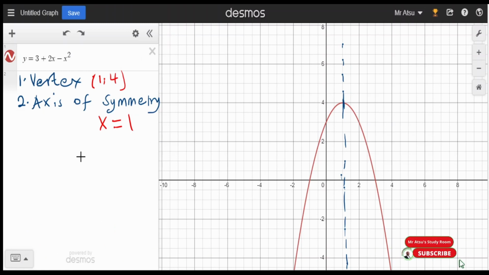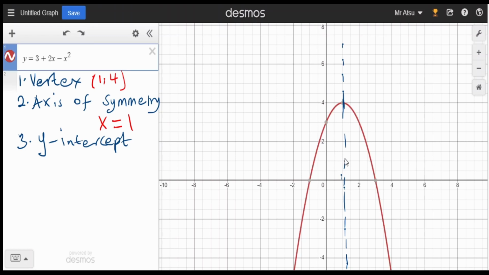Let's now take another feature, the y-intercept. This is the point where the parabola intersects the y-axis. In this case, it is 3. There it shows on the graph. So the y-intercept from this graph is 3. Or those who would like to write it as a point will have (0, 3) as the y-intercept, because the graph intersects the y-axis at 3.